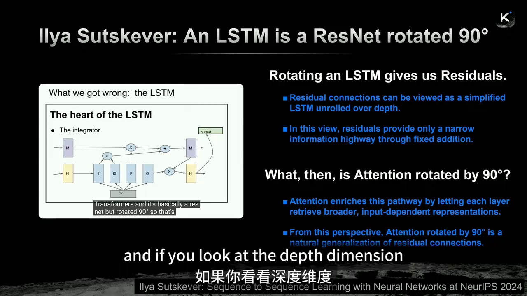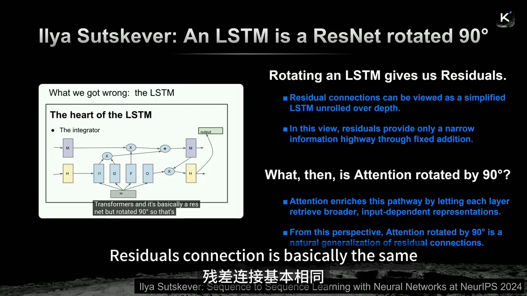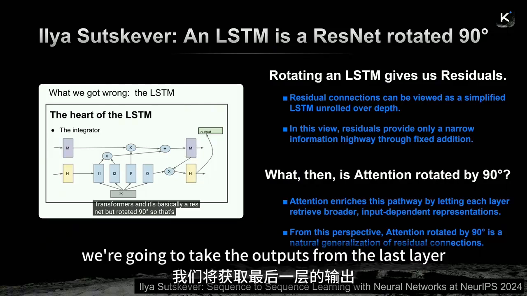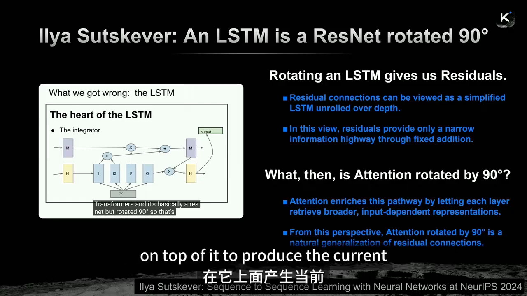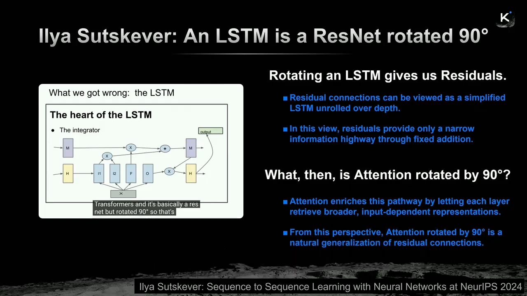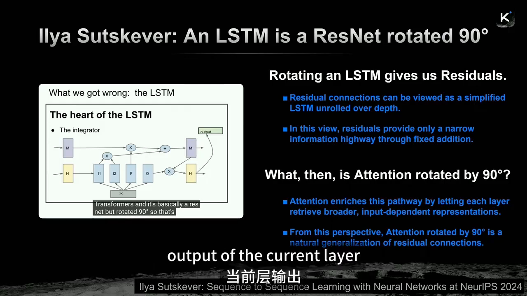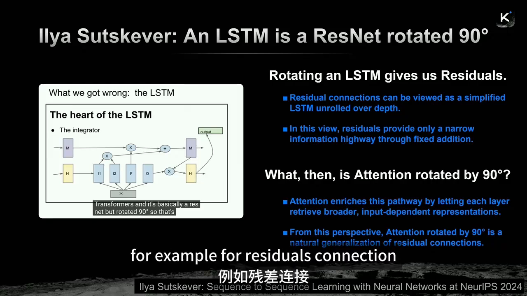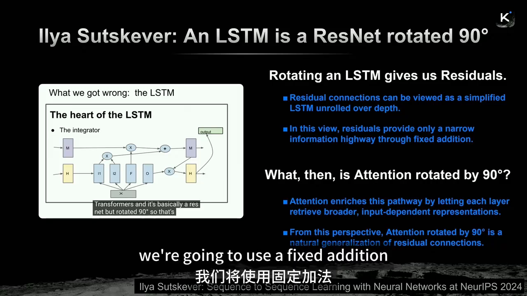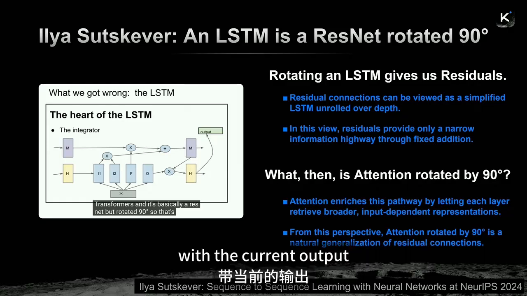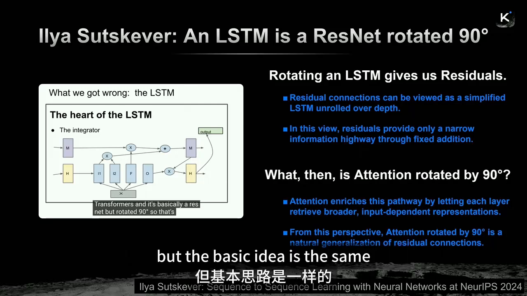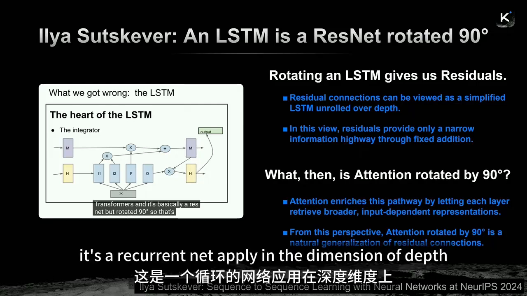If you look at the depth dimension, the residual connection is basically the same. We take the outputs from the last layer, and then we apply some sort of function on top of it to produce the outputs of the current layer. It's just that the formulation is different. For example, for residual connection, we use a fixed addition: we add the previous hidden states to the current output. The formulation is different, but the basic idea is the same. It's a recurrent net applied in the dimension of depth.